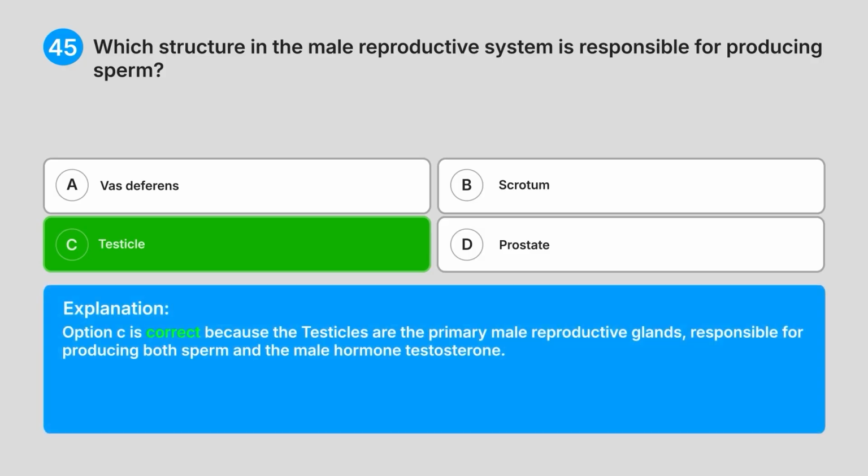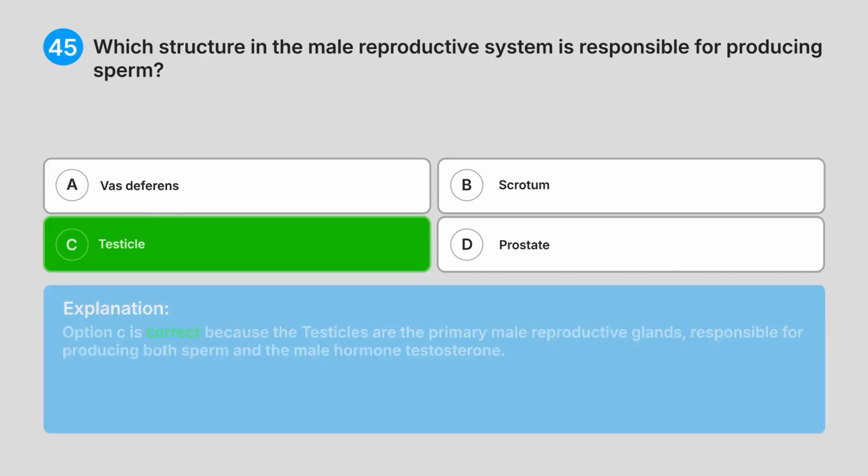Explanation: Option C is correct because the testicles are the primary male reproductive glands, responsible for producing both sperm and the male hormone testosterone.